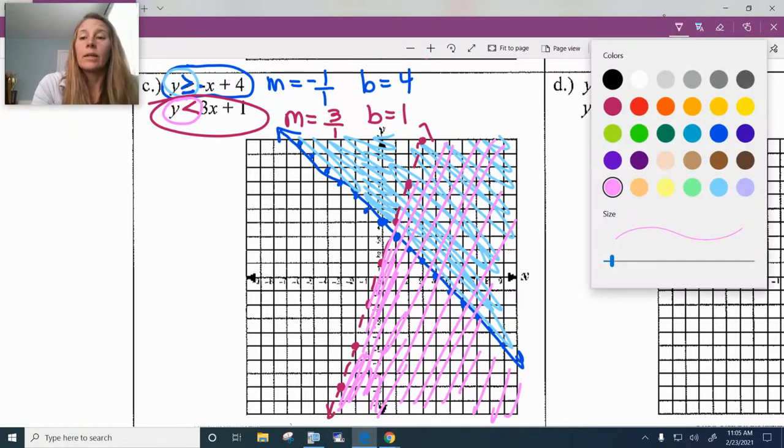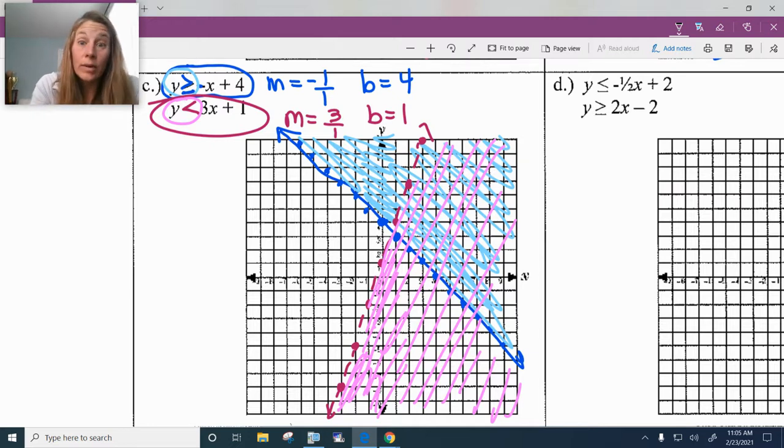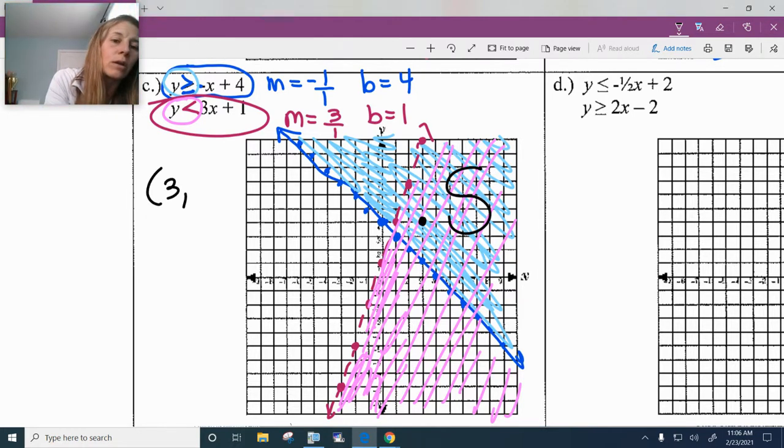And then finally, I identify the area of the graph that contains all my solutions, which is this double shaded section. Pick any point you'd like from that section. So I'm going to pick 1, 2, 3, and then 1, 2, 3, 4. So I picked point (3, 4). But you can pick anything you want in that area.